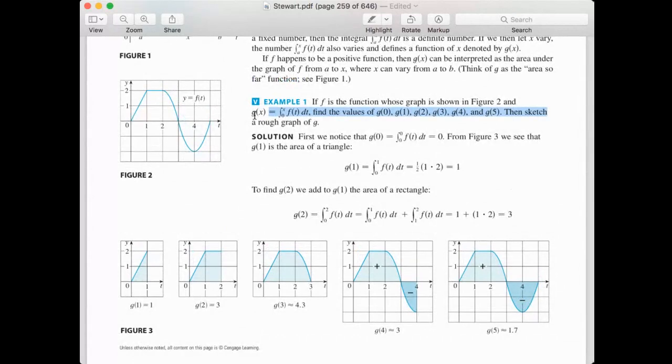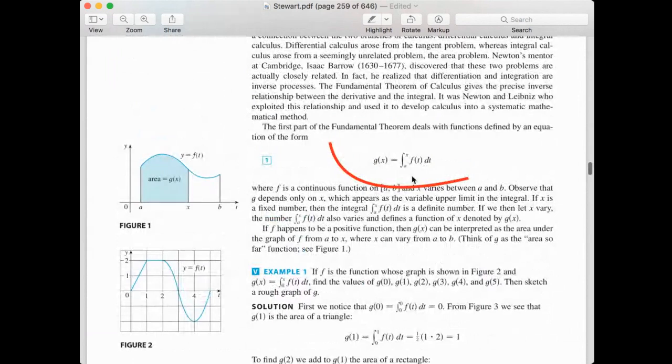G of x equals the integral from one point up to a variable. It depends on the value of the variable, so we have different areas. This example is helping us to understand this equation: g of x equals the integral from a up to x of f of t dt.